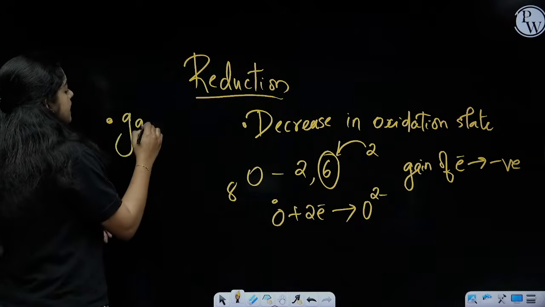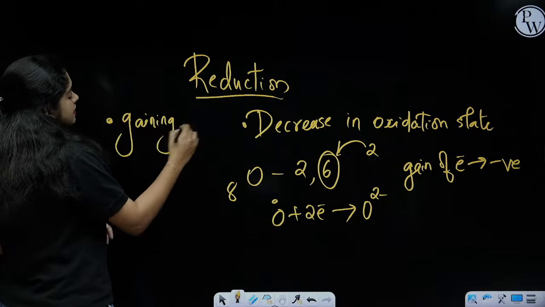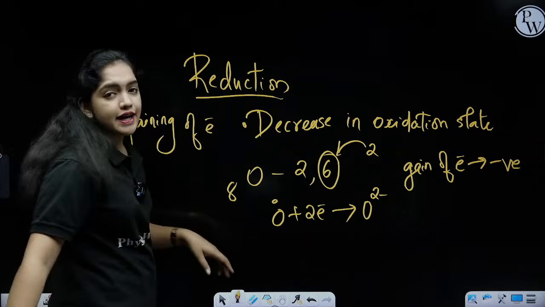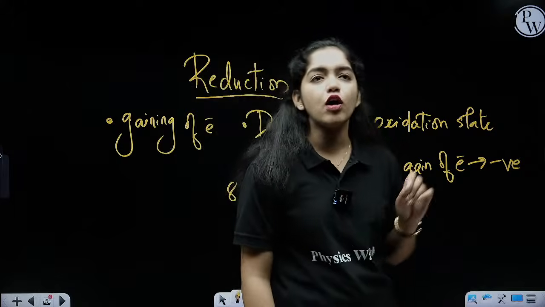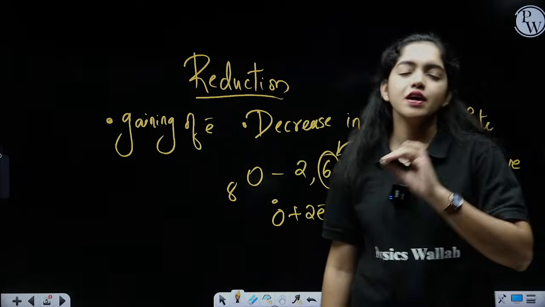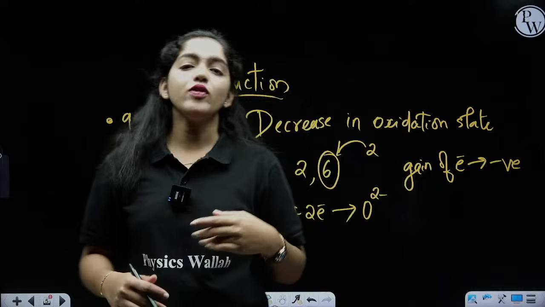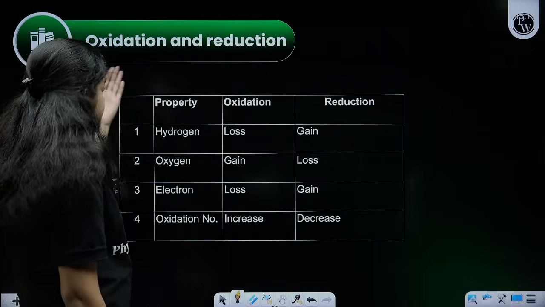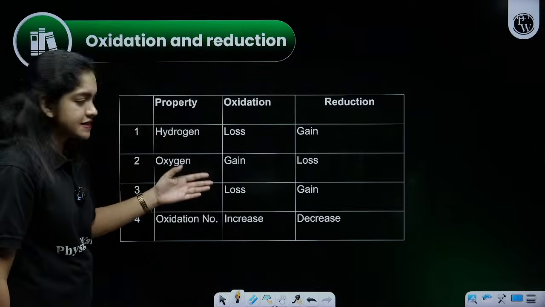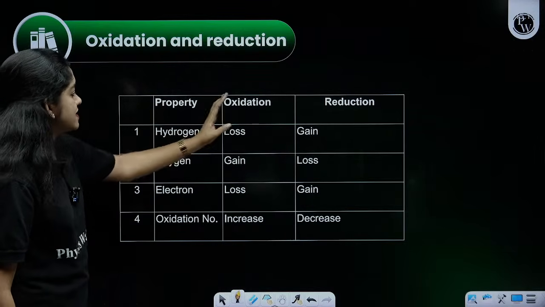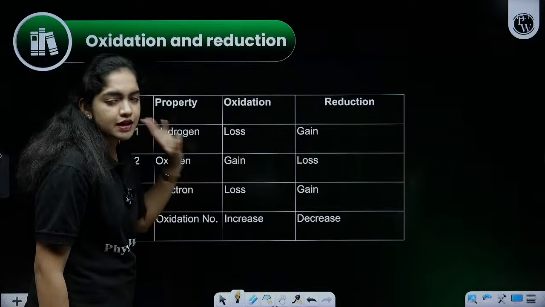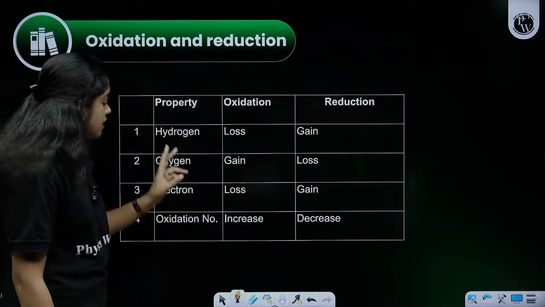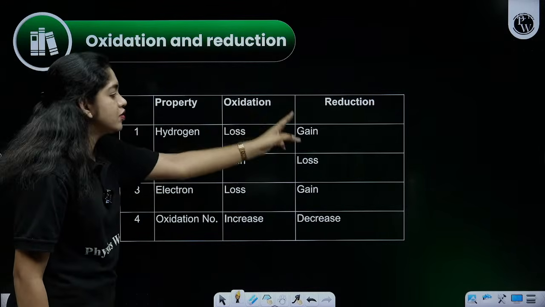Now, what is the other definition? Reduction means gaining of electrons. Addition of hydrogen and removal of oxygen are the other definitions of reduction. So is that clear? Now we can go to the redox reaction. This is the same thing that we discussed now. Hydrogen is lost in oxidation, gained in reduction. Oxygen is gained in oxidation, lost in reduction.